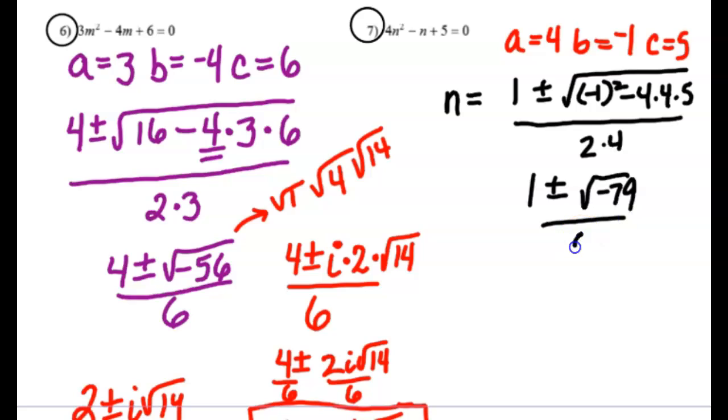Okay, so this is actually a pretty nice question in my opinion, because 79 doesn't simplify, right? So the only thing we can do is what? We have to take out the i, or the square root of -1. So we'll end up with 1 plus or minus i square roots of 79 over 8, and nothing reduces.